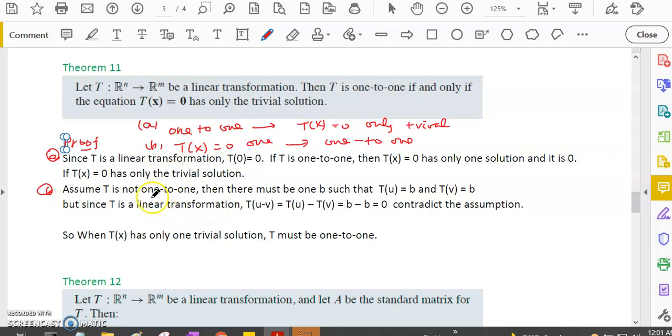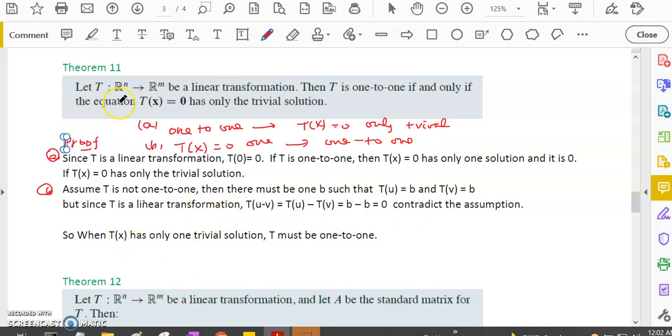The second one is the other way around. If I know that T of x equal to 0 has only the trivial solution, then we have to prove that it is one-to-one. To prove it, we assume that it is not one-to-one first, and then find a contradiction. So we assume there are two vectors, u and v, that go to b. But because this is a linear transformation, T of u minus v is equal to 0. And if T of x equal to 0 has only the trivial solution, this contradicts the assumption, so it must be one-to-one.